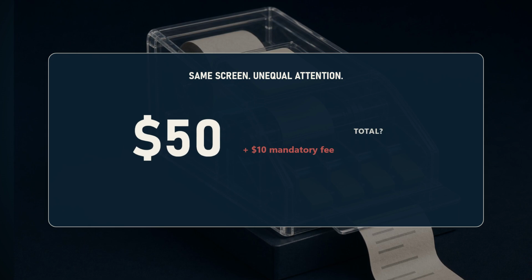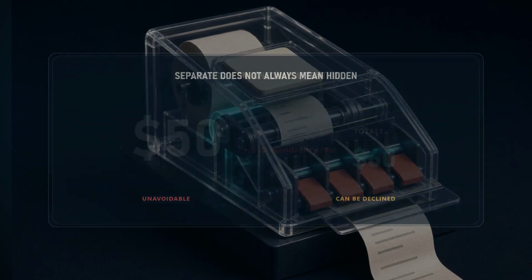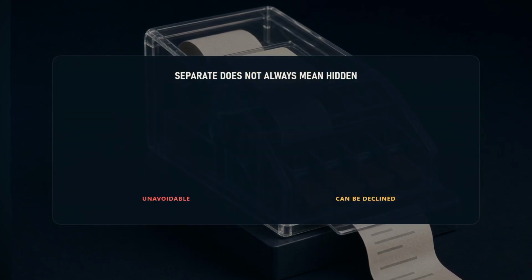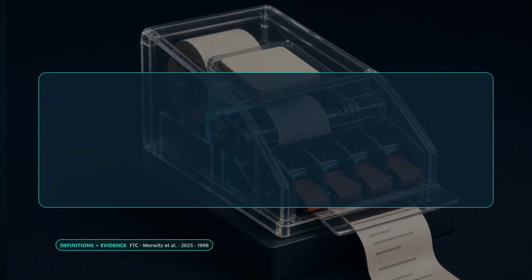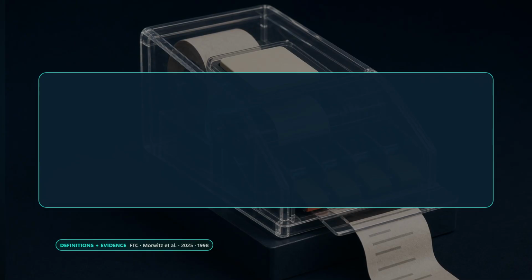Neither practice should be confused with a genuinely optional extra, like an upgrade, which you can freely decline. A separate line item can be useful. The problem begins when the headline price leaves out an unavoidable charge, or when the pieces are arranged so the complete price is harder to grasp.